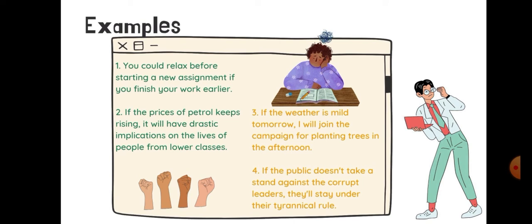If the weather is mild tomorrow, I will join the campaign for planting trees in the afternoon. For me to join the campaign, first of all, the condition that needs to be met is that the weather should be mild tomorrow. Here, in all of these sentences, we are talking about the future.